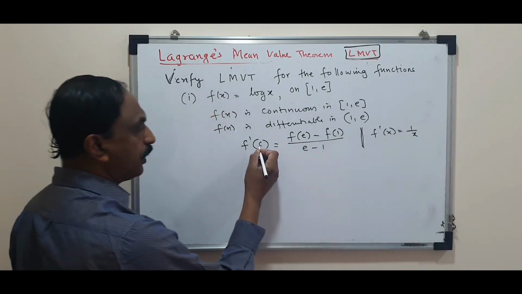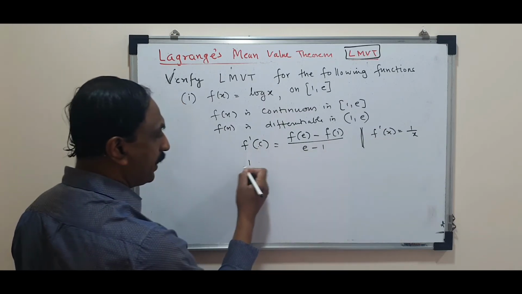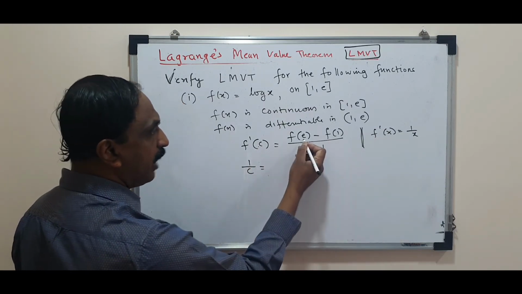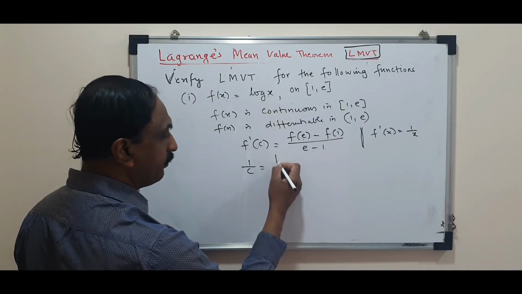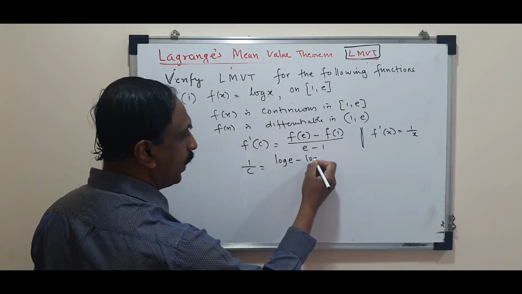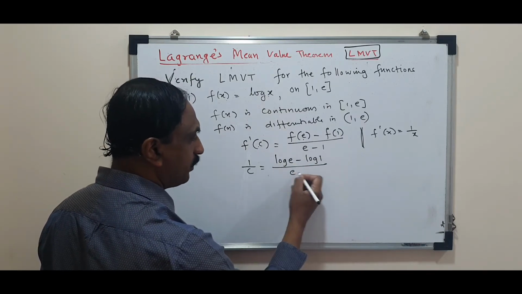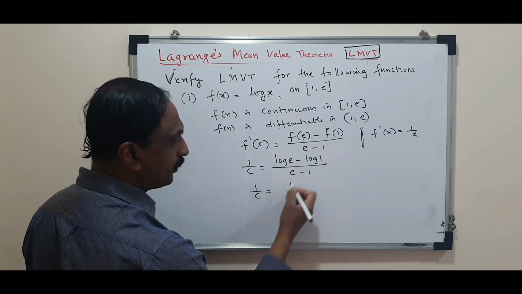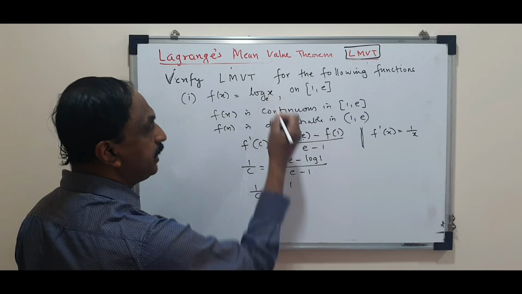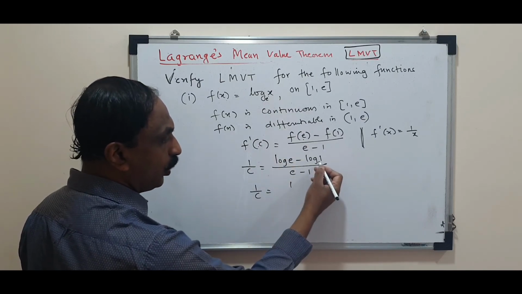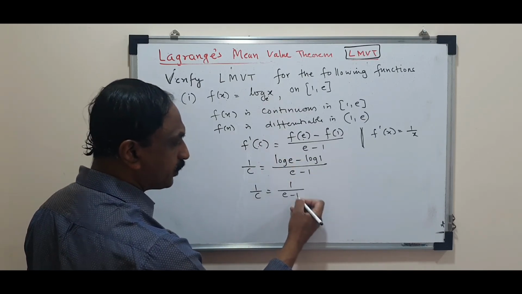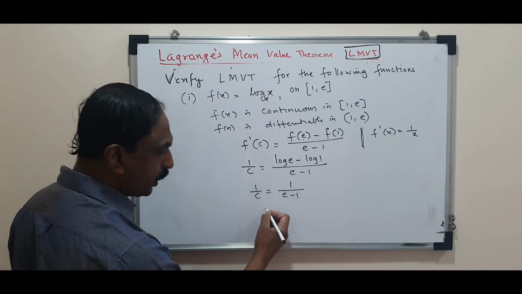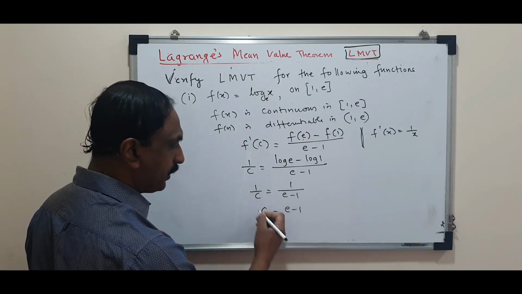So I will substitute now. f dash of c, 1 by c, is equal to f of e, which is log e minus log 1 upon e minus 1. That is, 1 by c will be equal to log e, which is 1 because the base of the log is e. So log e to the base e is 1. Log 1 is 0. So I get 1 upon e minus 1. Taking the reciprocal, c is equal to e minus 1.